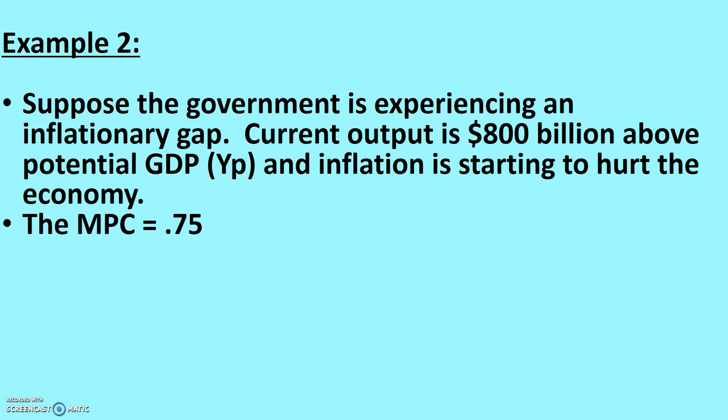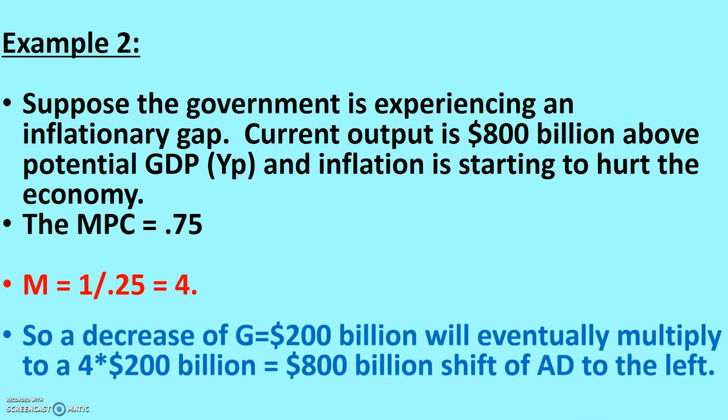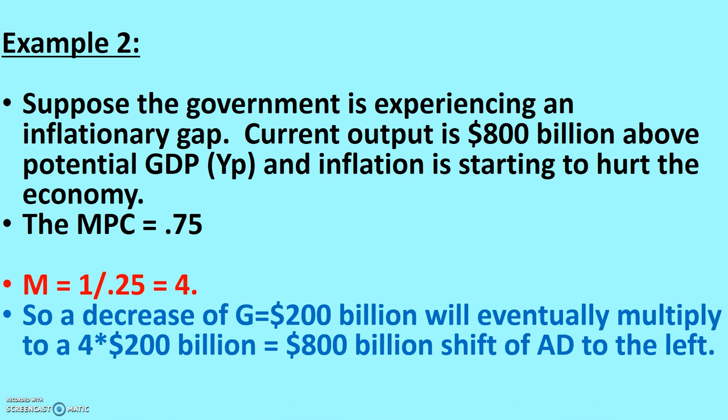All I simply have to do is go, okay, 1 divided by 0.25 is 4. I'm going to take the $800 billion that I need to change in my spending, and I'm going to say, okay, 4 times what is going to give me an $800 billion change in my economy? The answer is I need to change my spending by $200 billion to get an $800 billion shift in the economy. We'll talk about this a little bit more as we go through this unit, but I just wanted to show you this in advance.